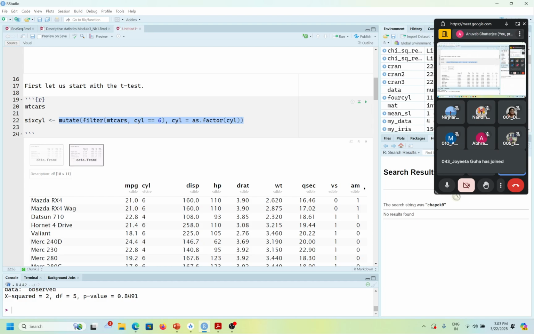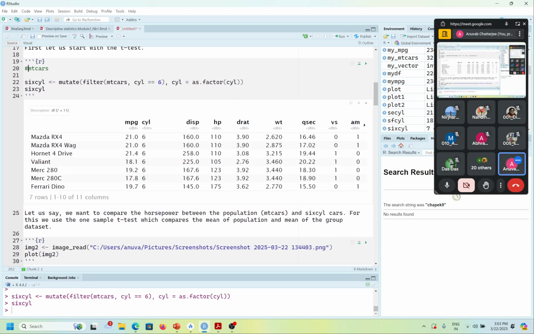You can even print 6 cylinders out like this to see if it works. So it works. Only cars with 6 cylinders have come up in this particular data set, and they are now a factor. You see, FCTR.